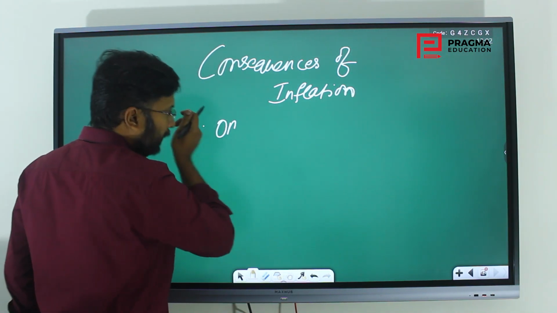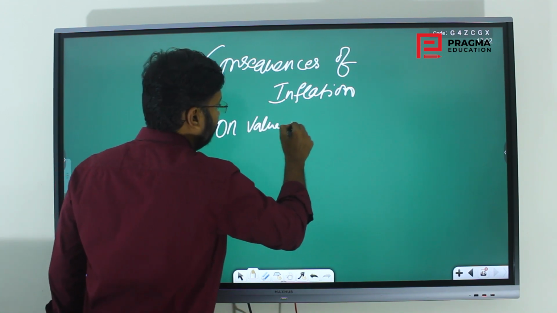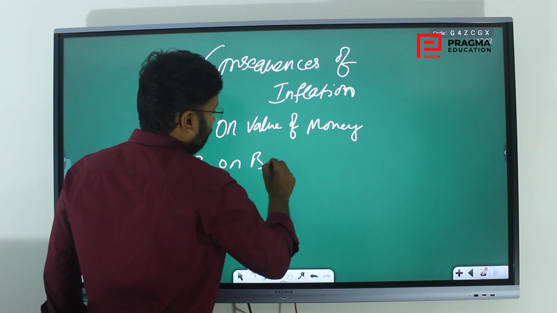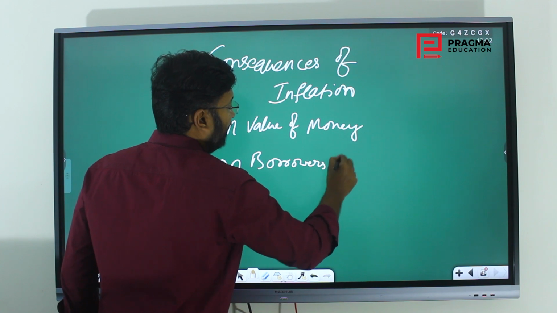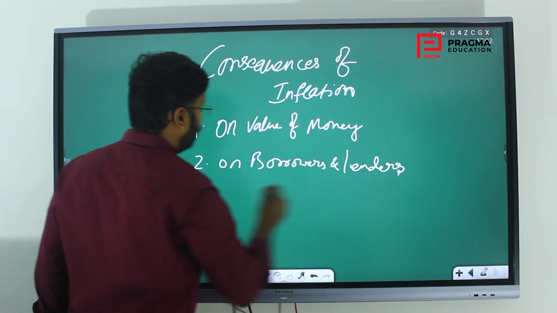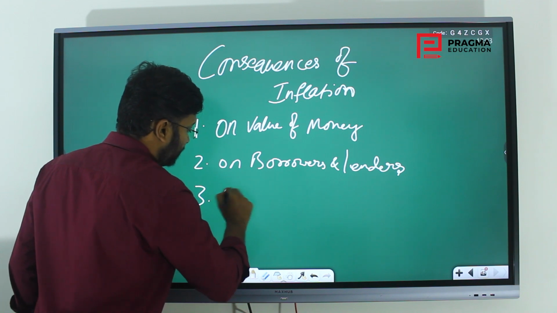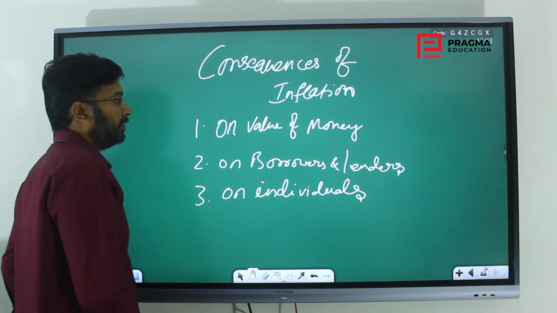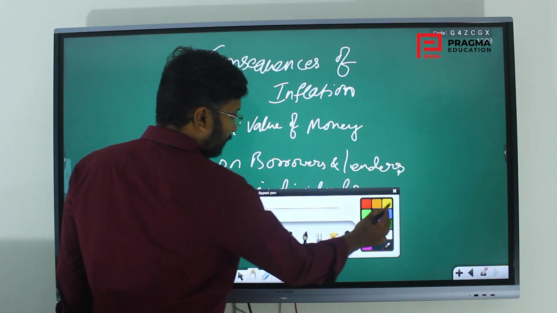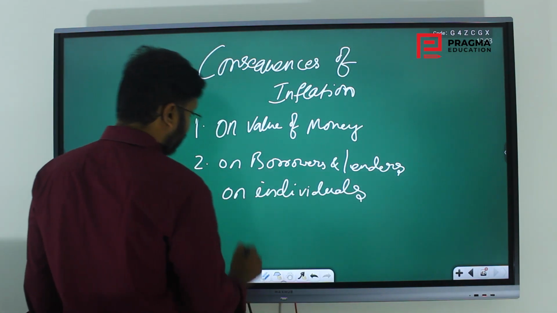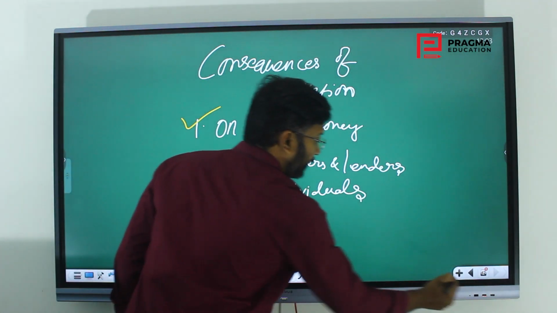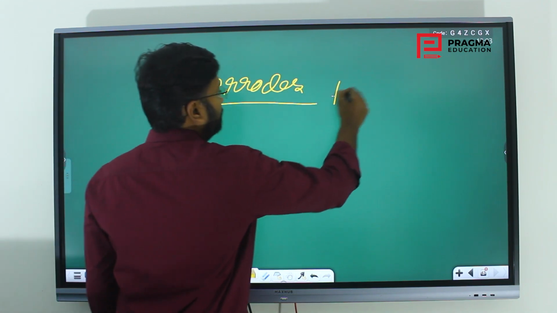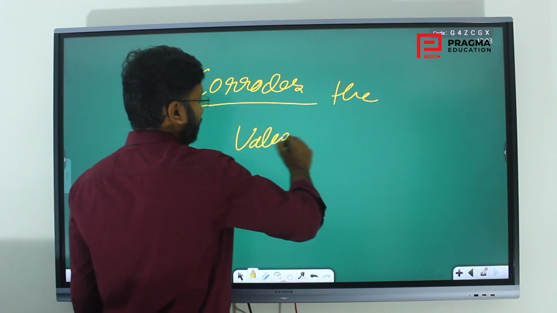First, on the value of money. Two, on borrowers and lenders, that is the two major parties who buy and sell. Next, on individuals, that is the common man or the public. So what does inflation do to the value of money? It corrodes the value of money.